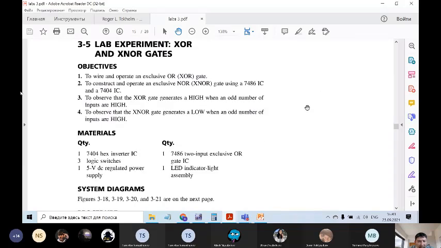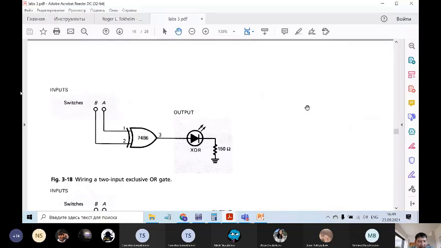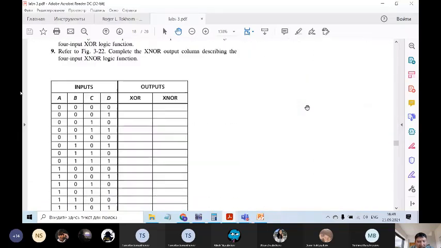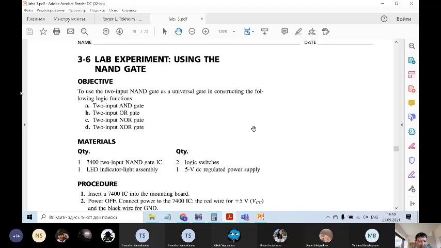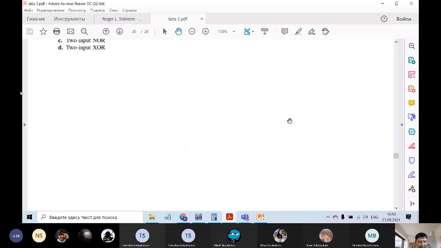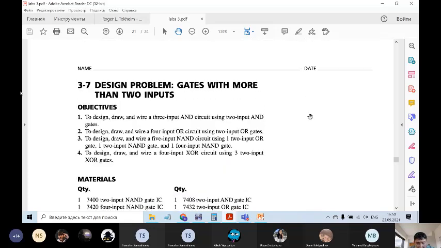XOR and XNOR gates. Yes, but one should be difficult, so let me use the NAND gate. In this experiment, you will use the NAND gate in order to perform some other functions. Design problem: gates with more than 2 inputs.